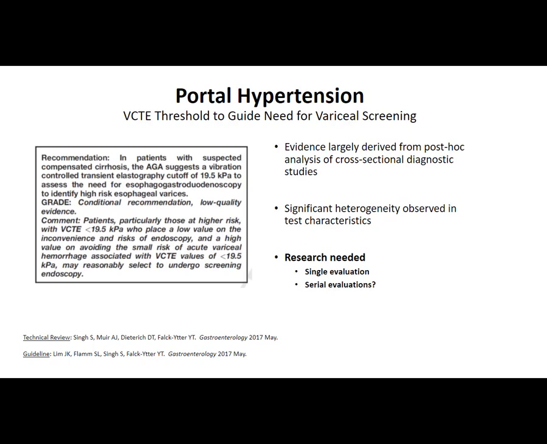So the recommendation, actually: in patients with suspected compensated cirrhosis, AGA suggests a vibration-controlled transient elastography cutoff of 19.5 to assess the need for endoscopy to rule out high-risk esophageal varices. This is a conditional recommendation with low-quality evidence. So obviously use your clinical judgment here. There's significant heterogeneity observed in the test characteristics. So if the CT or MRI shows very significant portal hypertension, but the number on the VCTE is less than 19, I think you probably should use your judgment and do the endoscopy anyway.